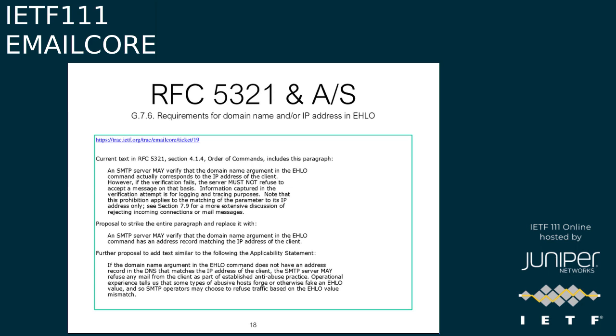And then ticket 19. There is a proposal to strike an entire paragraph from section 4.14. I'm not going to read it to you. You all hopefully can read it. It's on the screen. And just replace it with the sentence that says an SMTP server may verify that the domain name argument in the EHLO command has an address record matching the IP address of the client, and then have further discussion about the topic in the applicability statement rather than having it in RFC 5321bis.